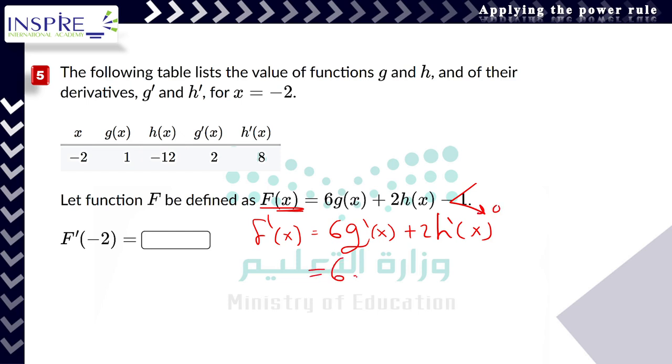Plug in your numbers, so it will be 6 times 2 plus 2 times 8, it will be 12 plus 16, which is equal to 28. Okay, next.